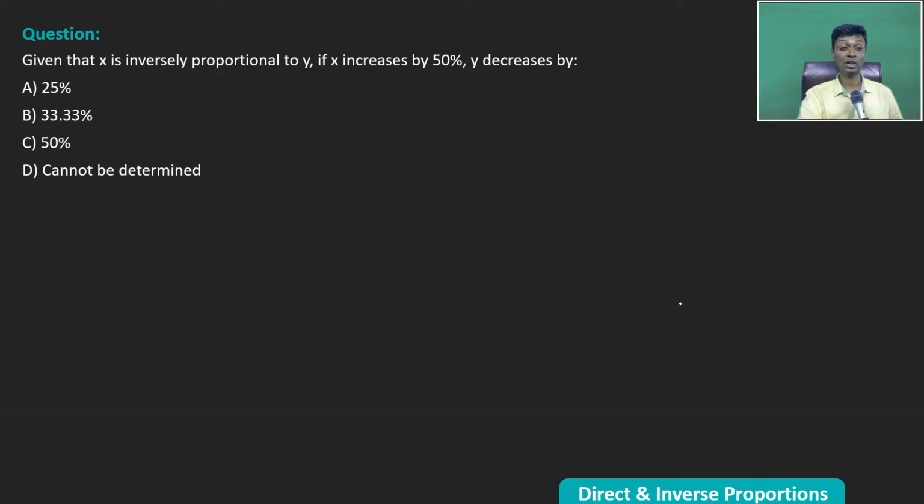X is inversely proportional to y. That means if x increases, y decreases. X is proportional to 1 by y. X into y is a constant. That's what this means. X is inversely proportional to y.